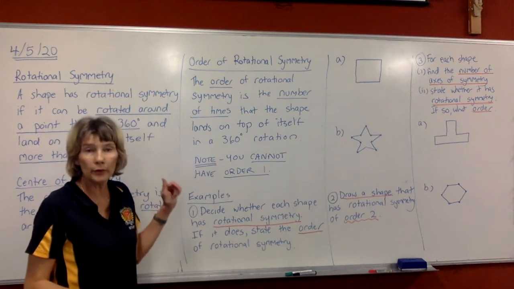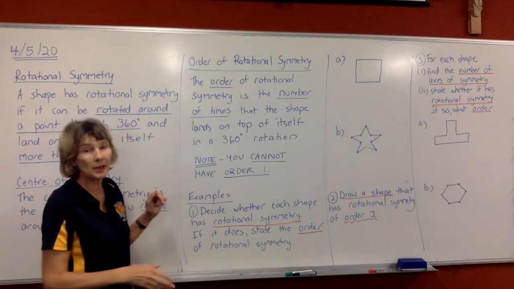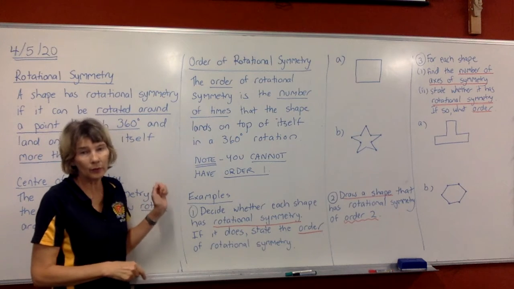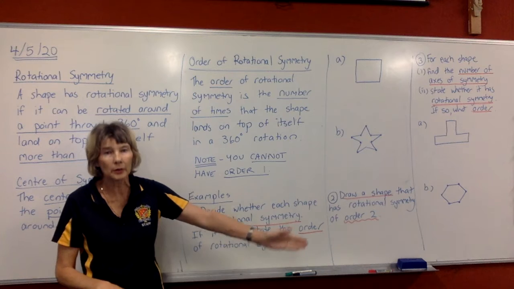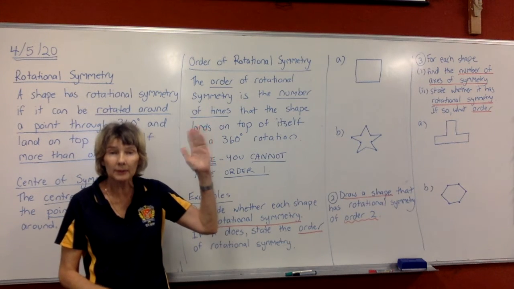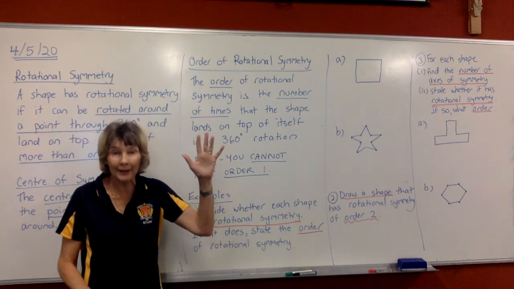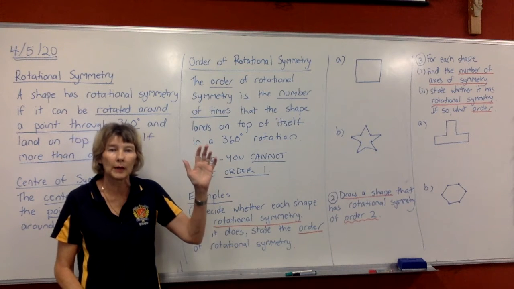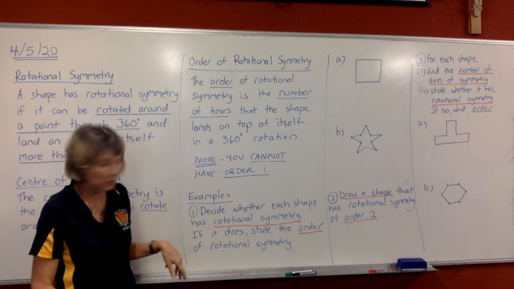Over here, the order of rotational symmetry is important. It's the number of times that that shape lands on top of itself. You can't have order 1. Like I was saying, if you spin around 360 degrees and it falls on top of itself, well, that's where you started. So it is order 1, but that's not rotational symmetry. So we cannot have order 1. All right, so we're going to look through some examples here and see how this works.